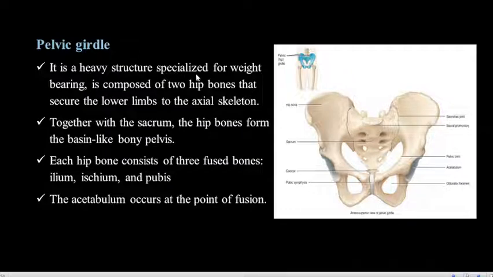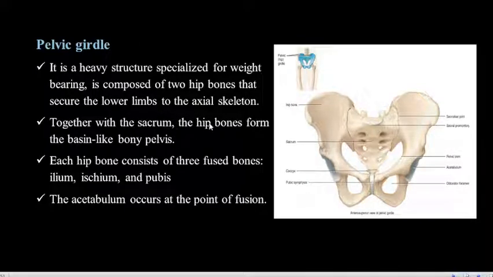Next, let's go to the pelvic girdle. It is a heavy structure specialized for weight bearing. So, tandaan, ang pelvic girdle natin ang nagkikarry ng buong weight ng upper torso, the head, and the arms. So, it is composed of 2 hip bones that secure connection to your lower limbs. Okay. Now, together with the sacrum, tandaan ang sacrum natin, part ng vertebrae. Okay, the backbone.